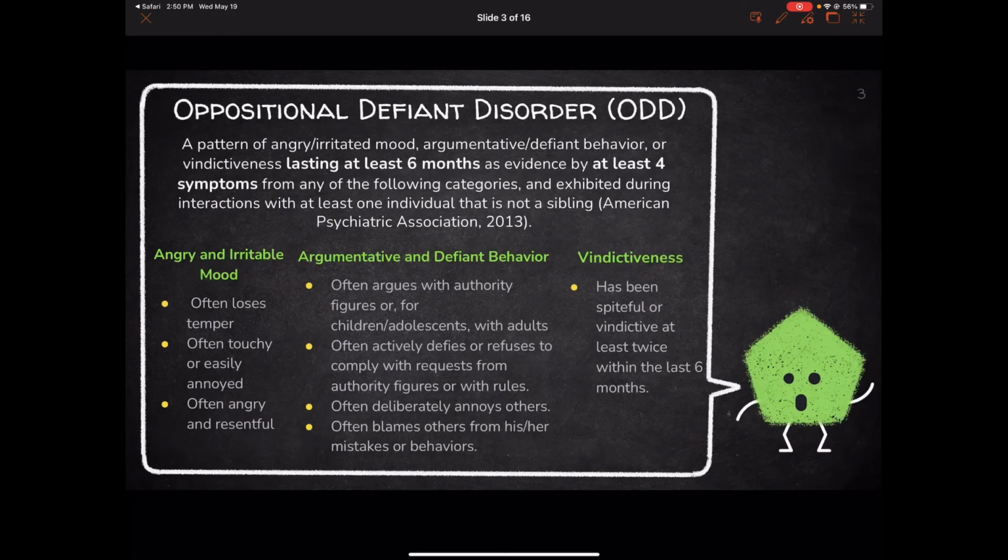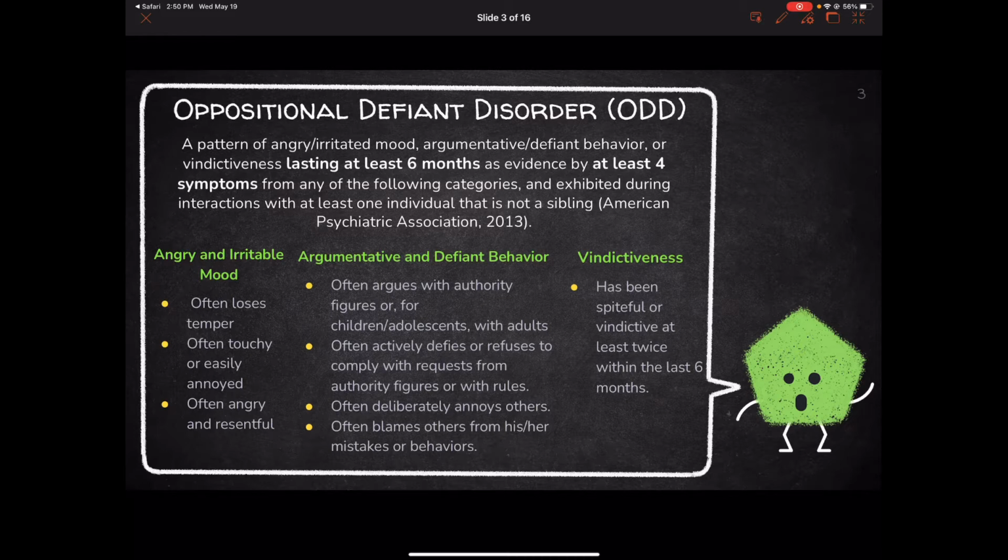So, what is oppositional defiant disorder? It's also known as ODD. It's a pattern of angry or irritated mood, argumentative or defiant behavior, or vindictiveness. It needs to be lasting at least 6 months and evidenced by at least 4 symptoms from any of the following categories. So, the categories below are angry and irritable mood, which involve losing your temper, easily annoyed or touchy, often resentful, or just really angry all the time.